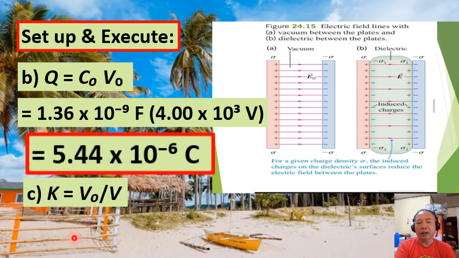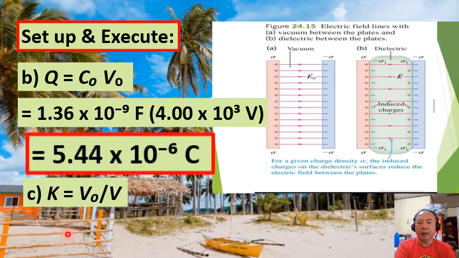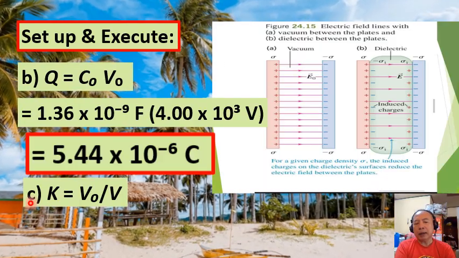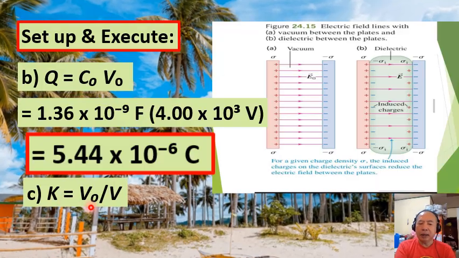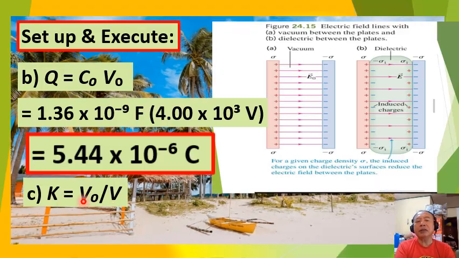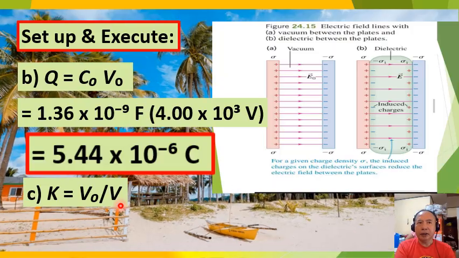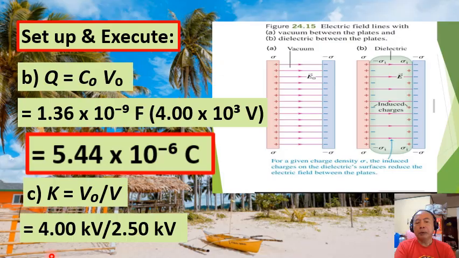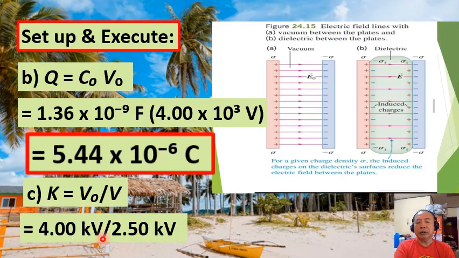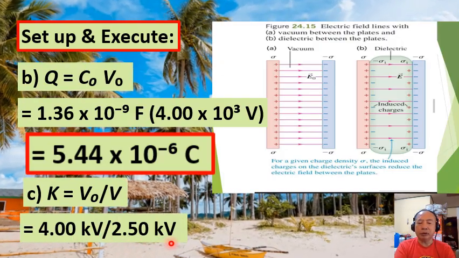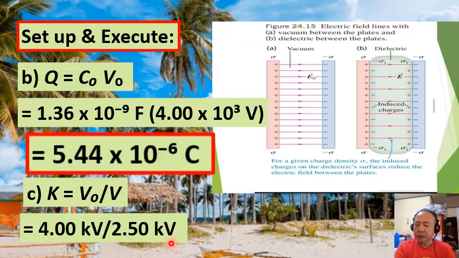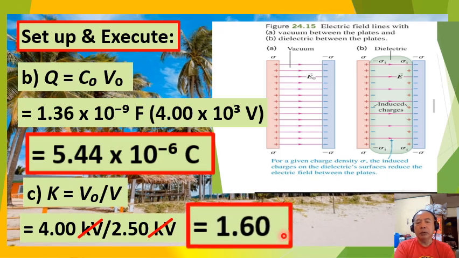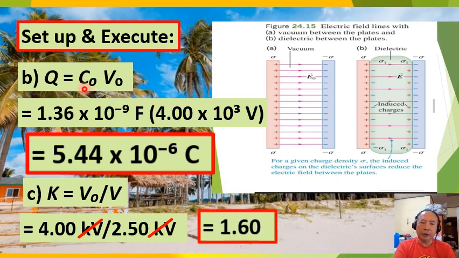In part C, we are required to determine the dielectric constant, kappa, and it is simply the ratio of the original voltage V naught over the new voltage V. That is, kappa equals 4.00 kilovolts divided by 2.50 kilovolts. So we get the value of kappa equals 1.60, also in three significant figures.